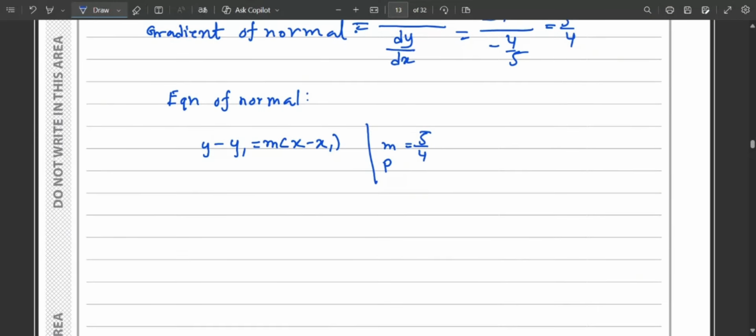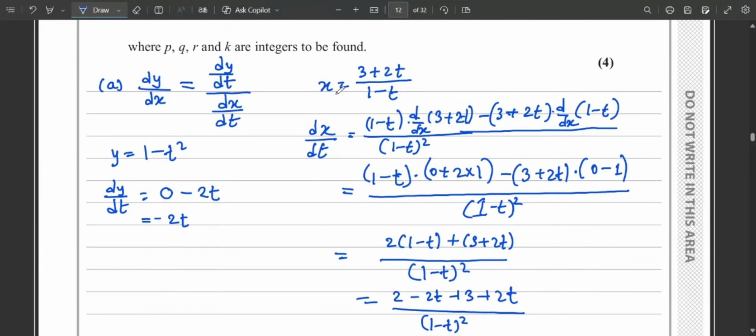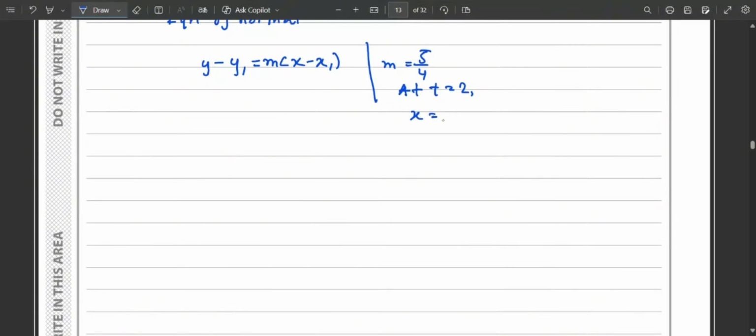In order to use the coordinates, we need to have them, but in our question only the value of t is given. That's why we have to use the value of t and the equations for x and y to find the coordinates of P. I can write, at t equals 2, x is equal to 3 plus 2t divided by 1 minus 3t. So 3 plus 2 into 2 divided by 1 minus 3 into 2. This will give me 3 plus 4 divided by minus 5, or 7 divided by minus 1, which is minus 7. So this is the x coordinate of P.